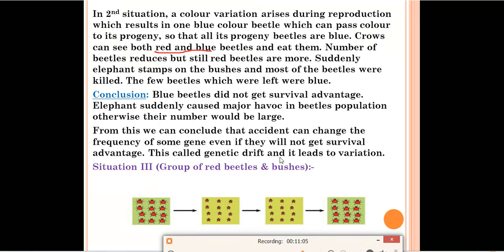Genetic drift means some changes will occur in the frequency of genes, and they will get the advantage of survival. So this is called genetic drift.